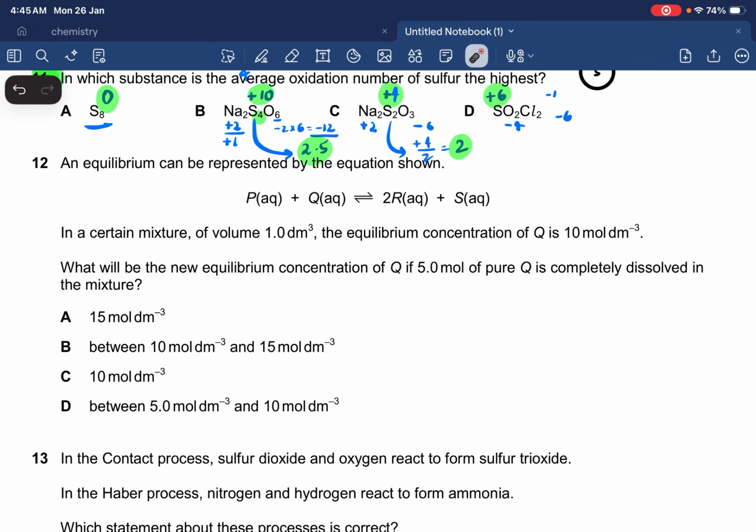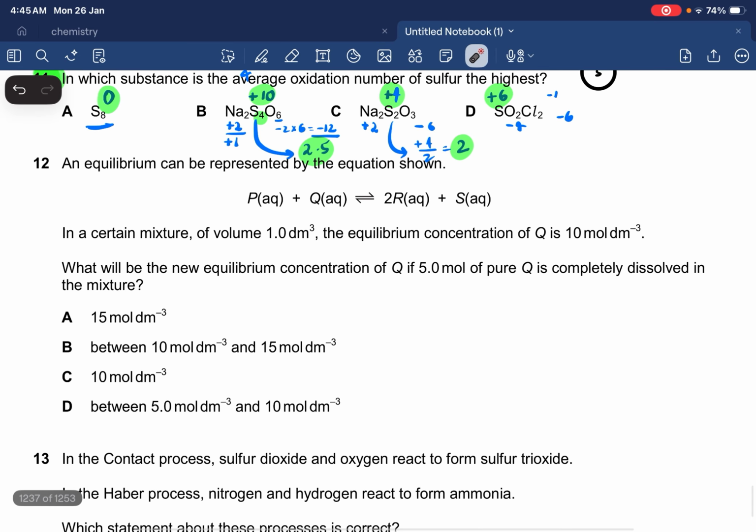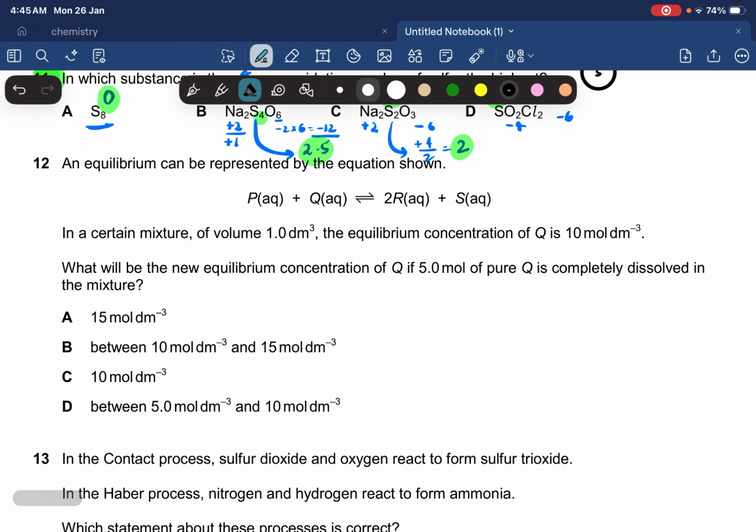An equilibrium can be represented by the equation shown. This is the equation. In a certain mixture of volume 1 dm cube, the equilibrium concentration of Q is 10 mole per dm cube. What will be the new equilibrium concentration of Q if 5 mole of pure Q is completely dissolved in the mixture?